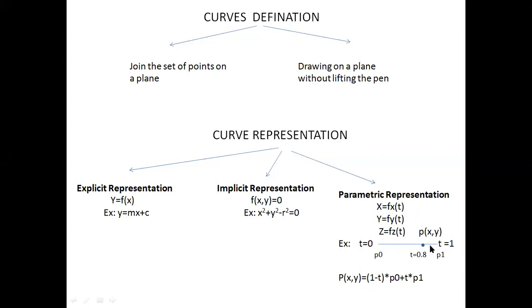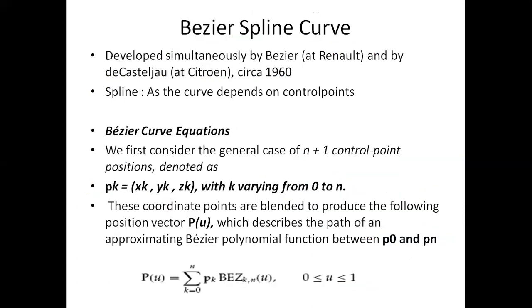Now if I want to represent this point p, which I call pxy, how do I represent it? For example, this may be at 0.8, that is my parameter. So how do I represent that point pxy? It is (1 minus t) into p0 plus t into p1. This is how I represent it using parameters, parametric representation.